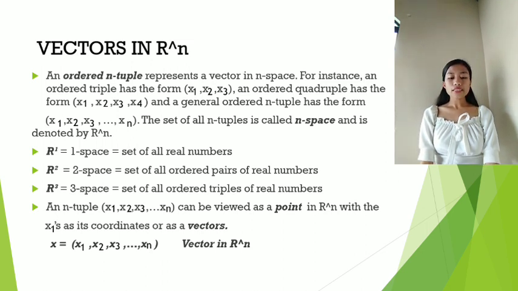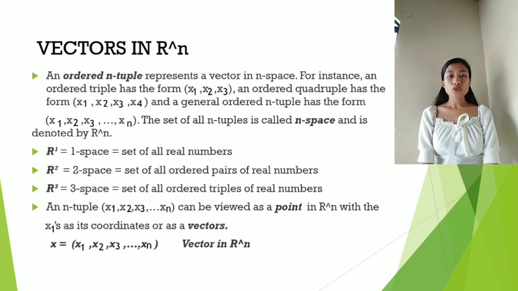Next, we are going to discuss the vectors in R raised to n. An ordered n-tuple represents a vector in n-space. For instance, an ordered triple has the form (x1, x2, x3). An ordered quadruple has the form (x1, x2, x3, x4). The set of all n-tuples is called n-space and is denoted by R raised to n.